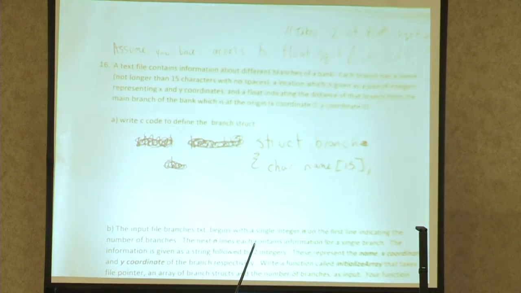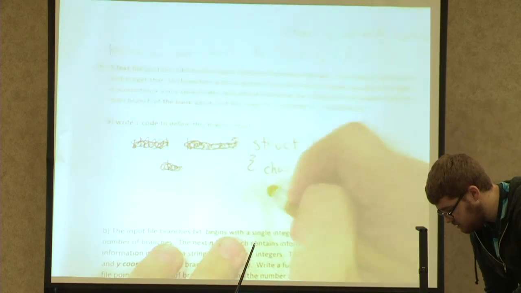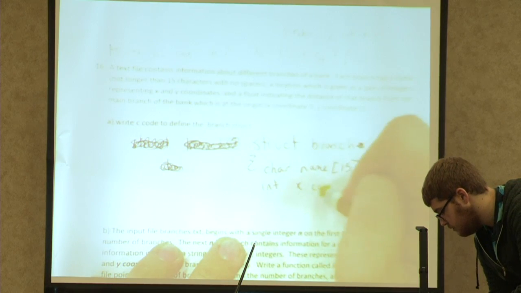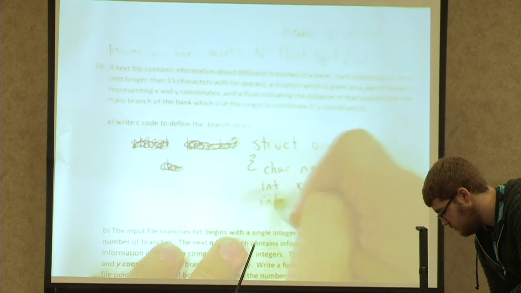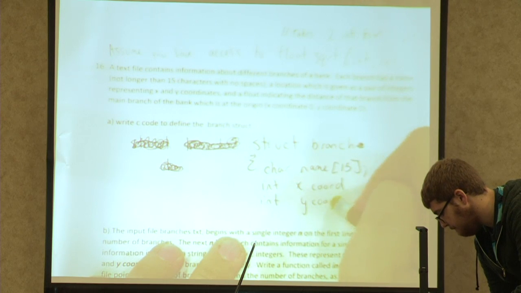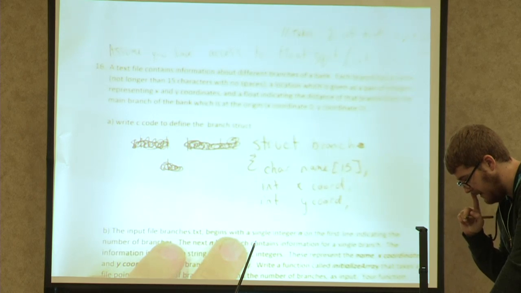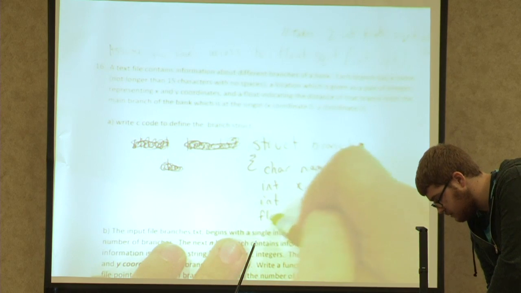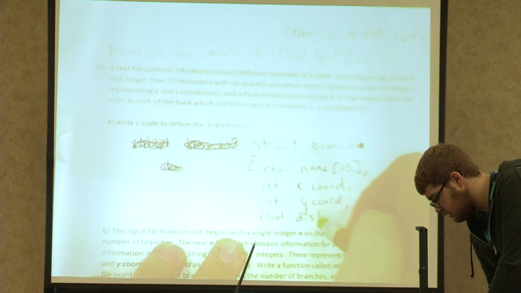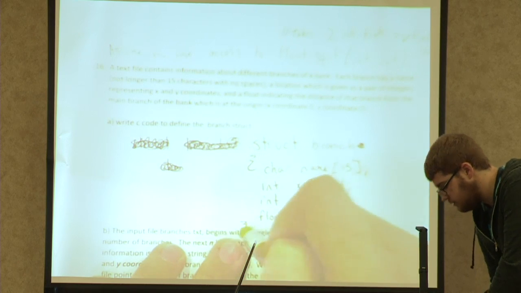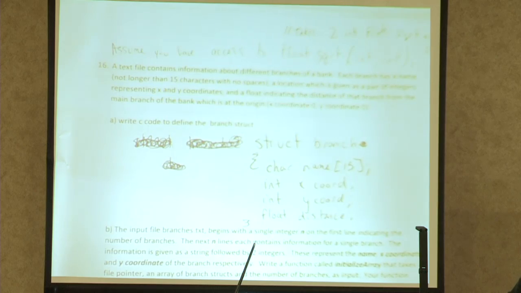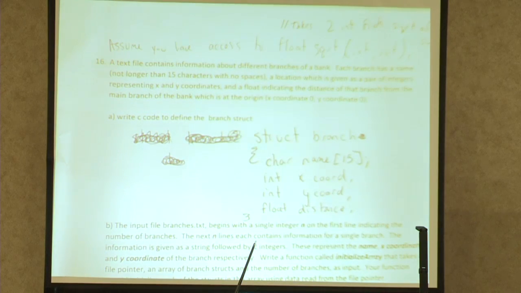Then we have a location, which is given as a pair of integers representing x and y coordinates. They're integers, so I'm going to do int x coordinate, int y coordinate. And then we have a float indicating distance, so I'm going to do float distance. And then I close my curly braces. If you're writing a full program, this is going to come before your main. So it's going to be include stdio.h, this, then your main.